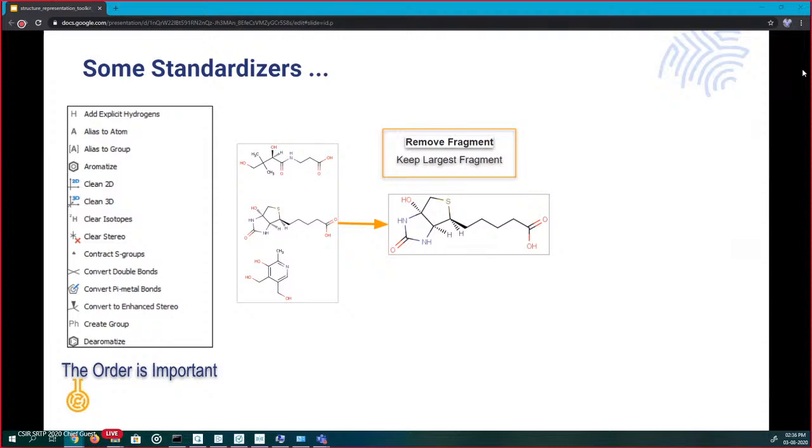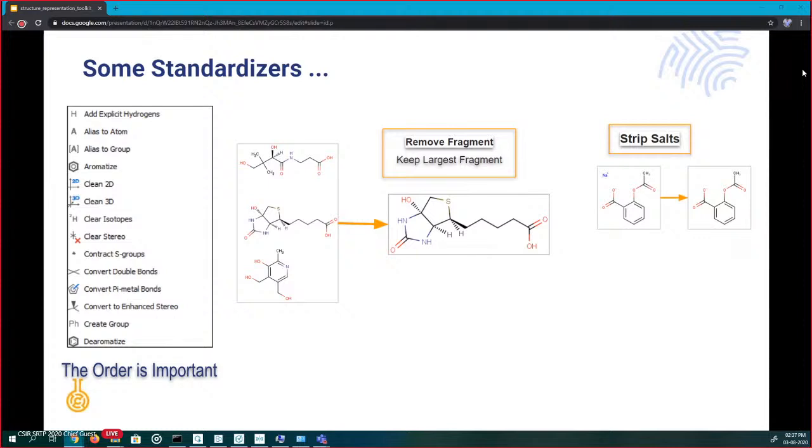In this example, you see there are three fragments in a given molecule. And of course, you do not want to use all those fragments. So you can use this remove fragment standardizer action with the option of keeping the largest fragment. In the output, you only get the largest fragment from your input molecule. The other example is stripping the salt.